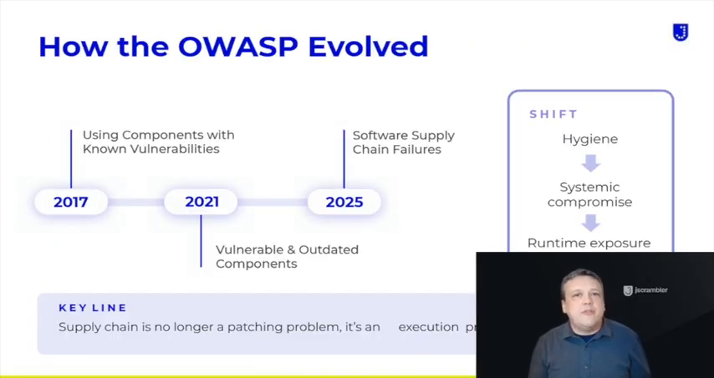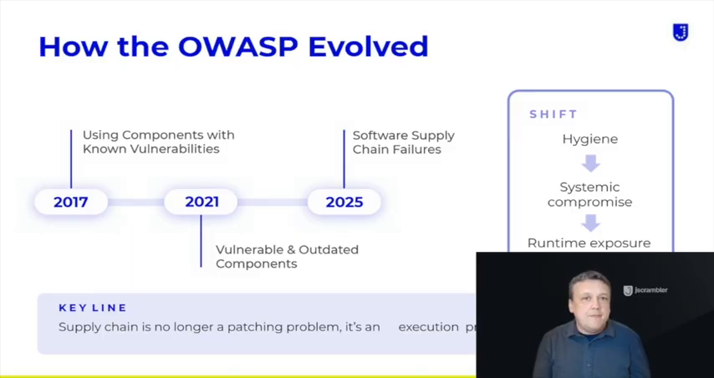So let me walk you through the evolution of how OWASP has framed this risk, because the naming matters. We start back in 2017. The top 10 listed using components with known vulnerabilities. That was how they defined it. The assumption was straightforward. Patch your dependencies, stay on top of CVEs, and you're secure. That was the hygiene model.